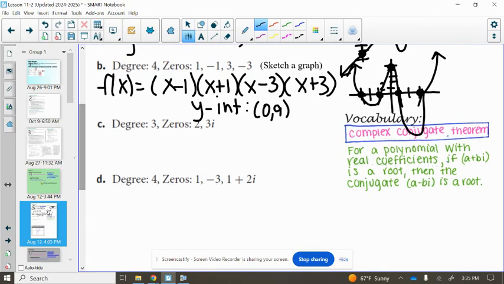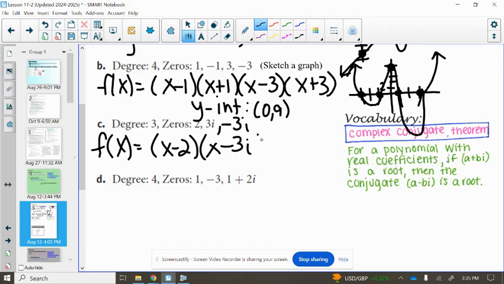Now, there is a theorem called the complex conjugate theorem. And basically what's happening is whenever you know you have a complex root, you know that the opposite sign of it is also going to be a root. So for instance, if 3i is a root, we know negative 3i must also be a root. So when we list our linear factors this time, it would be x minus 2, x minus 3i, and then x plus 3i. So essentially each time what this theorem is telling us is that if we have this root, it basically comes as a pair always with a positive i and a negative i each time.